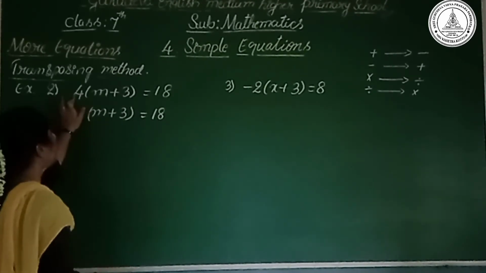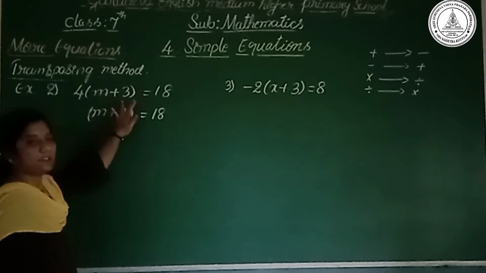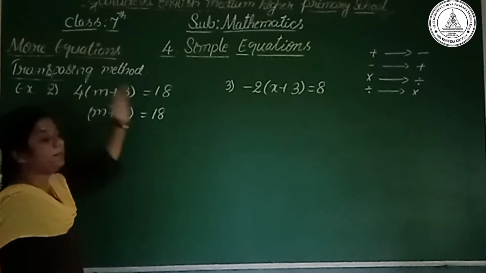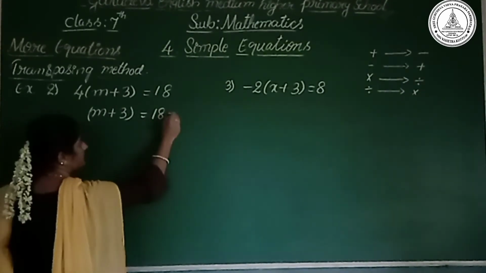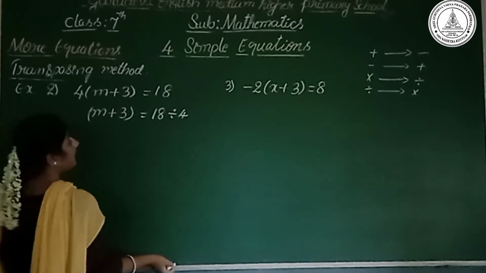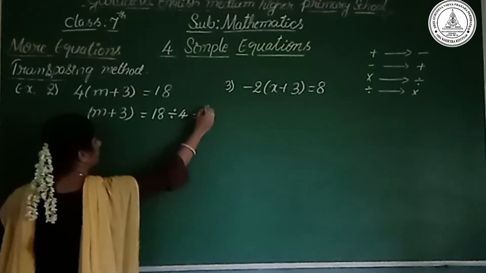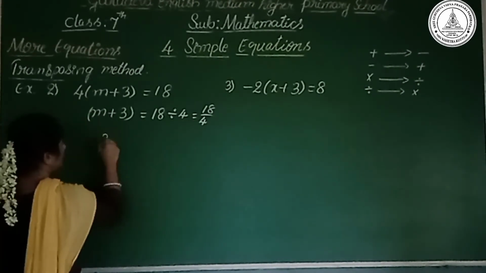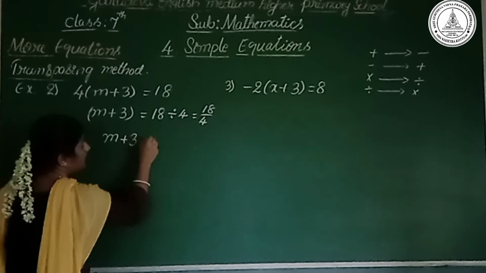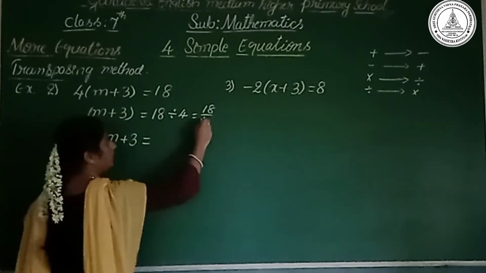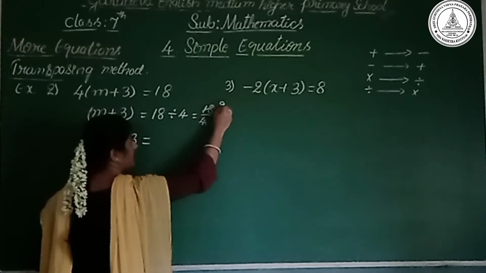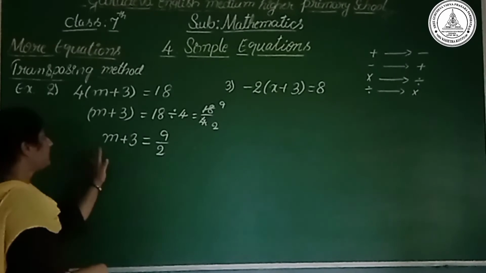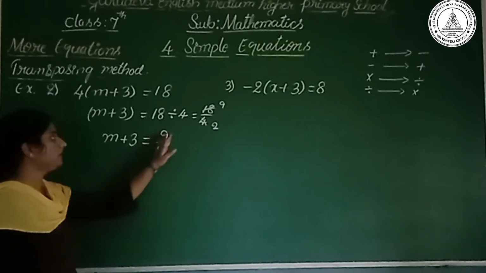Here there is a 4 into m plus 3. The bracket indicates the multiplication, right? So 4 into m plus 3. If it is a multiplication, it will become divide in the RHS, right? So m plus 3 equals 18 divided by 4, or you may also write it as 18 by 4. Then what do we get here? m plus 3 equals, so you may cancel here, 2 twos are 4, 2 nines are 18, so that is 9 by 2.